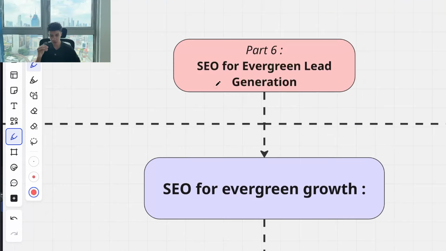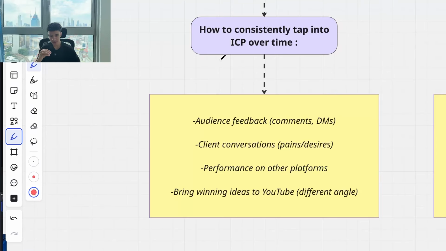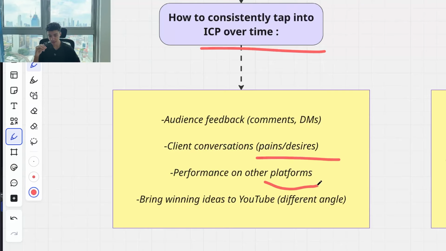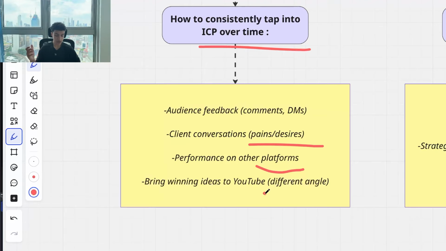So here's exactly how to use SEO for evergreen lead generation. Here's how to consistently tap into your ICP over time. Use audience feedback, comments or DMs, client conversations, pains or desires, performance on other platforms. Bring winning ideas to YouTube, but use a different angle.